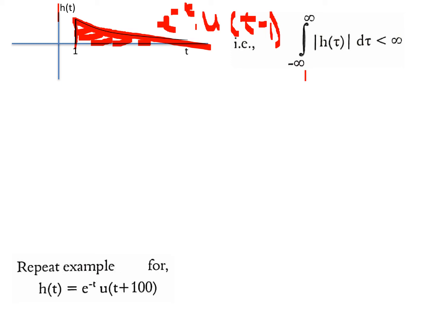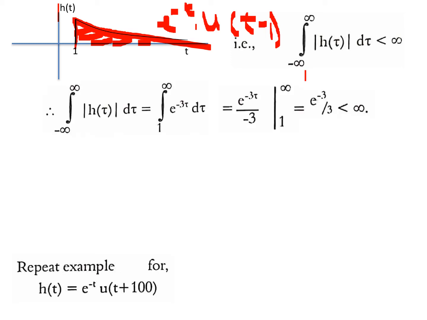Let us prove it mathematically also. See, this is what I do. I'll integrate this equation starting from 1 to infinity. Why 1 to infinity? Because of this u of t minus 1. The signal starts at 1. So lower limit is 1, upper limit is infinity. E power of minus, it is not actually minus t, it is minus 3 tau. Okay, whatever, it is a decreasing exponential.